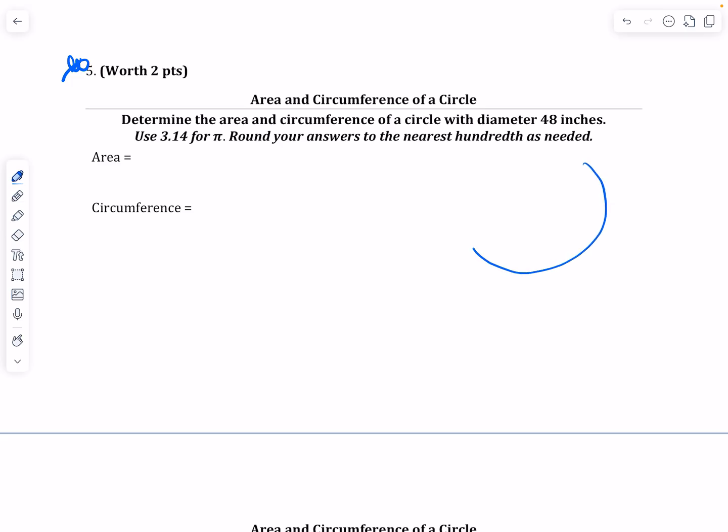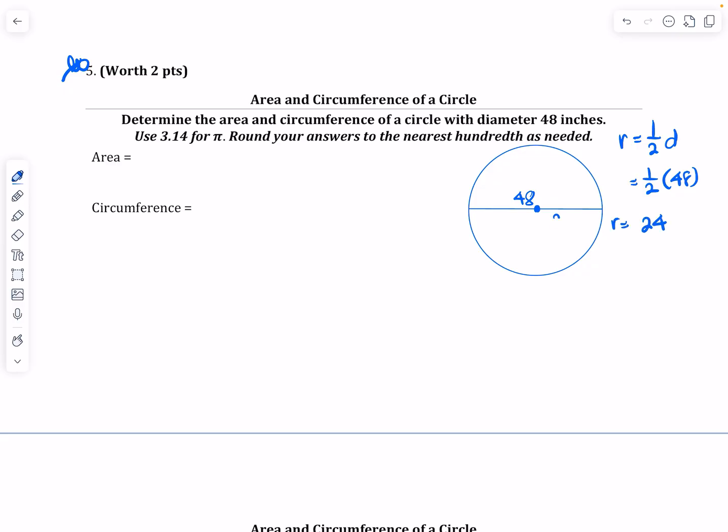So first of all, let's draw out what this looks like. So the diameter is the distance across, which is 48. So therefore, remember, radius equals 1/2 of the diameter. So 1/2 of 48 is 24. So the distance from here to here, the radius, is 24. The reason why I did that is because for area and circumference, I need the radius.